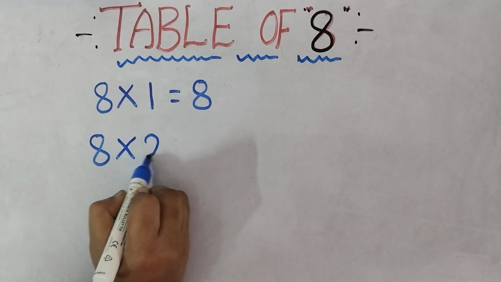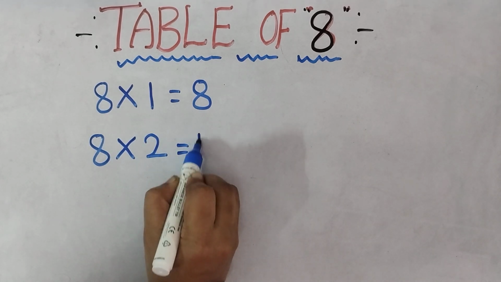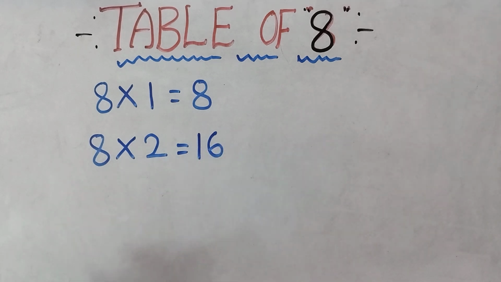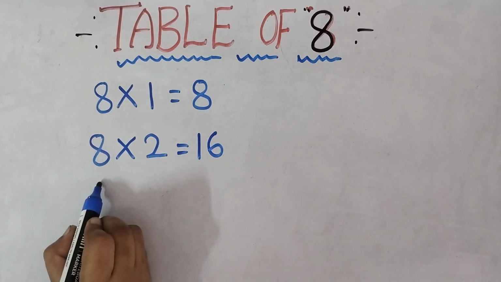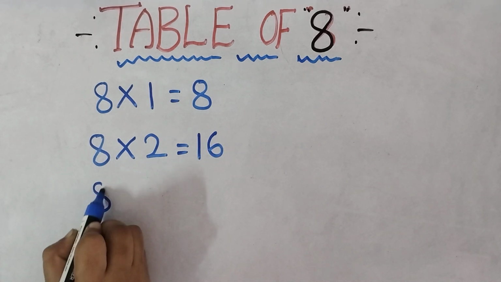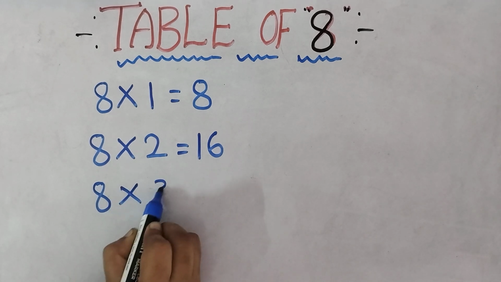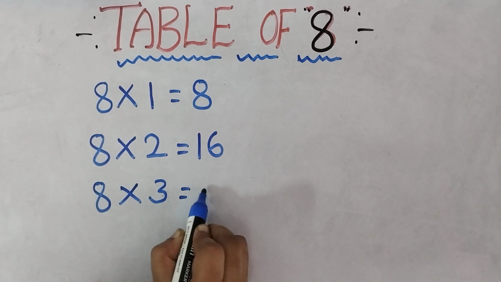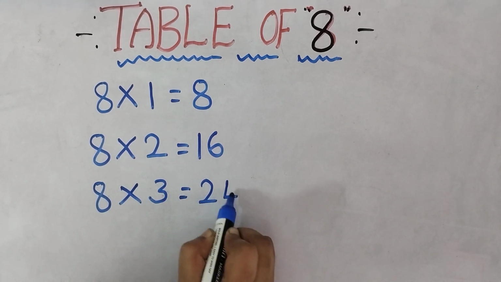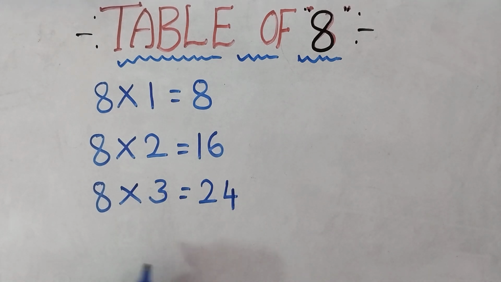8 into 2 is equal to 16. 8 twos are 16. 8 into 3 is equal to 24. 8 threes are 24.